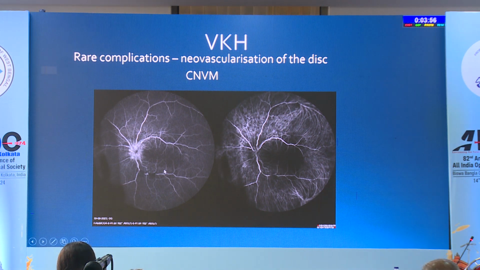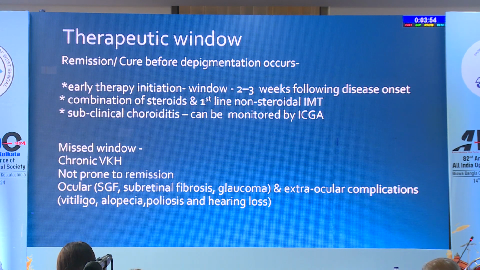Some of the rare complications are neovascularization of the disc, which we saw in this patient of VKH, and some CNVM. Now, a large number of patients can undergo remission and cure before depigmentation occurs if there is early initiation of therapy. Given that the window period is about 2 to 3 weeks following the disease onset, if you treat them with a combination of steroids and non-steroidal immunosuppressives.